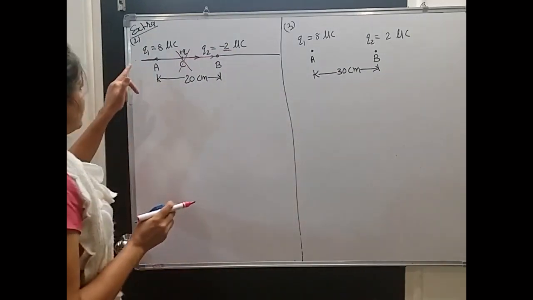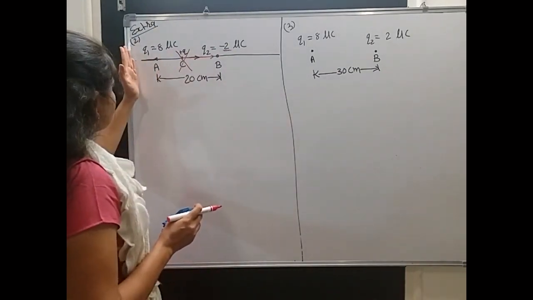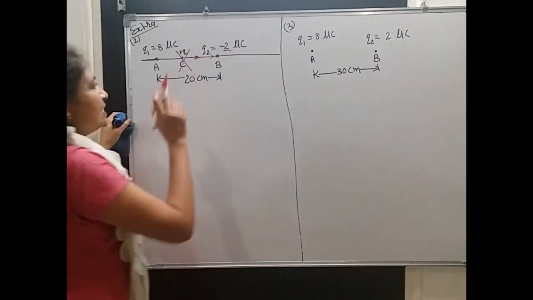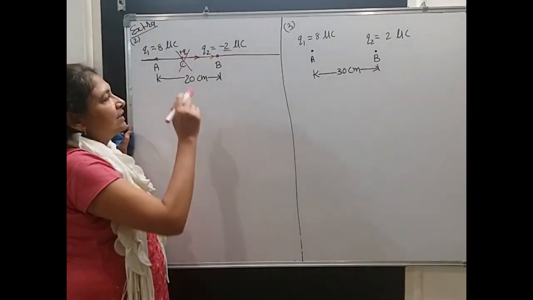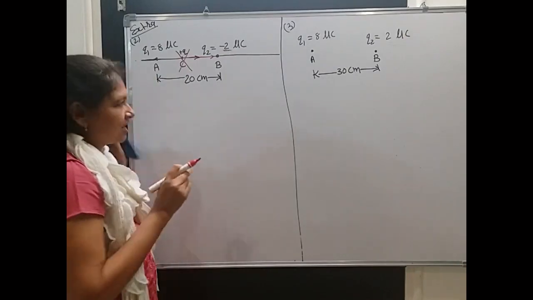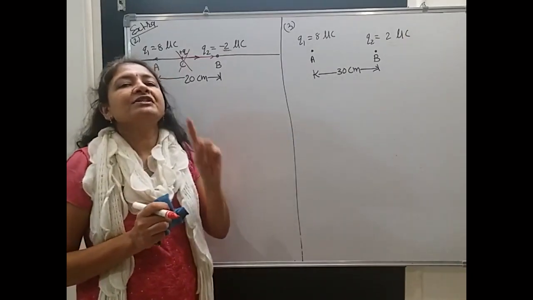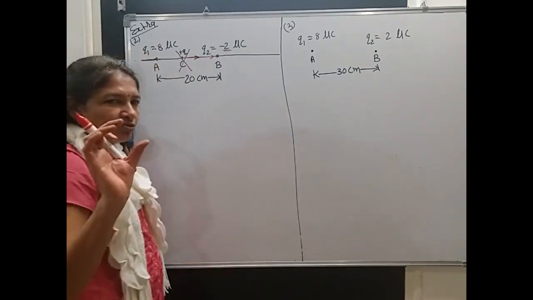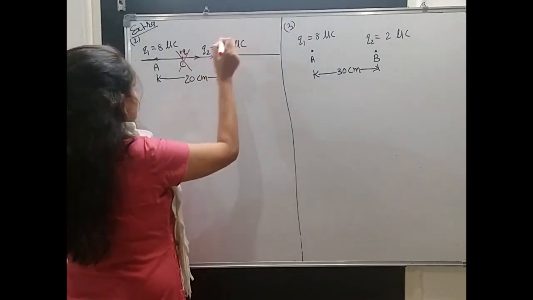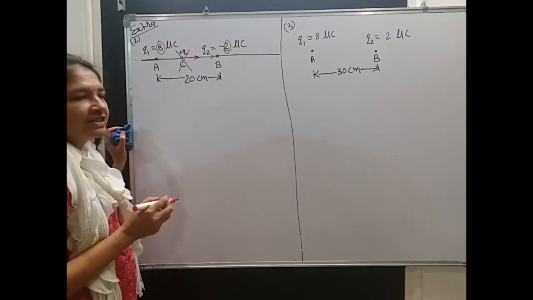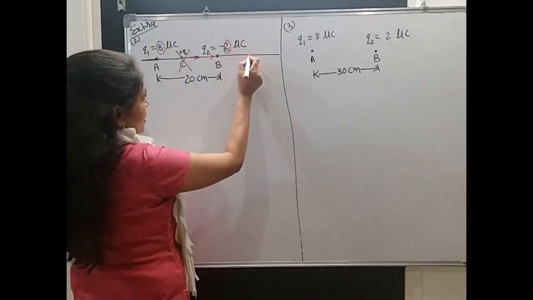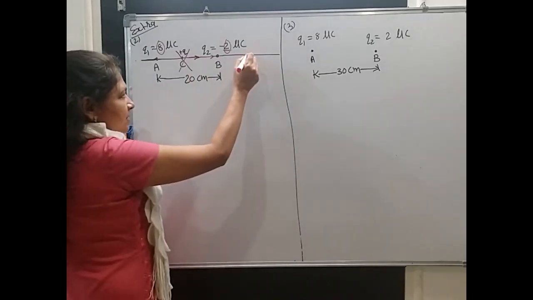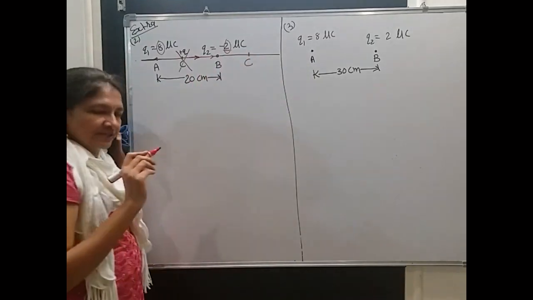So the possibility of putting the charge in between A and B is cancelled. Now either I can put it on the left-hand side of A or on the right-hand side of B. For that you have to remember that we have to keep the third charge nearer to the smaller charge. We have to consider magnitude only. This is 2, this is 8. Which is nearer? 2 is nearer. So I should put it somewhere here. So this should be the proper location of C.